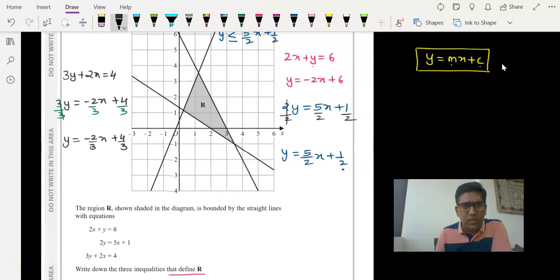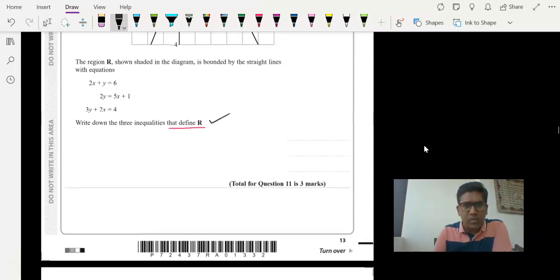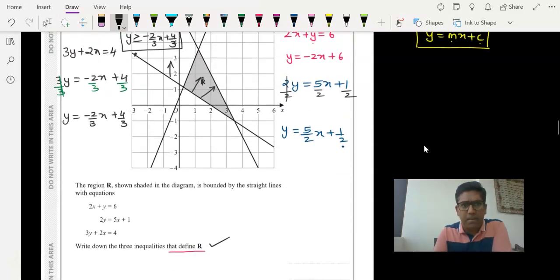So the only line that is left is this line. So the inequality we need to write here is y, negative 2 upon 3 x plus 4 by 3. Now for this line, the defined area is above the line. So above the line, it will be greater than or equal to minus 2 upon 3 x plus 4 by 3. So this is the third inequality. So we need to write these three inequalities. So this is what defines your region R. Now for the next part, you can refer to the second part of this video.